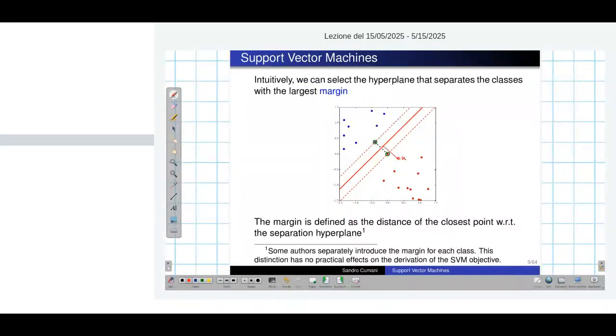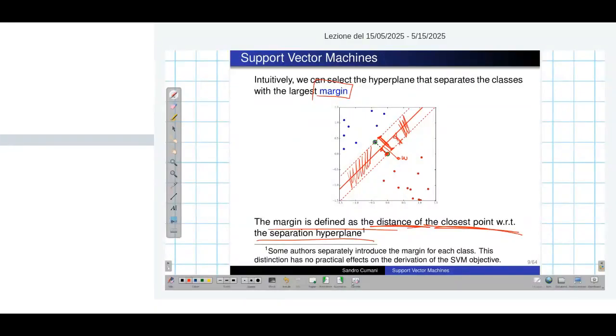If this is W, there is a large gap between the two classes along the direction W. This gap, this region here, is also called margin because it represents the margin between the two classes if I choose that W as separation rule. The margin is defined, here you have the proper definition, as the distance of the closest point with respect to the separation hyperplane. It doesn't really matter for how we use it whether you call margin the whole area or just this distance.